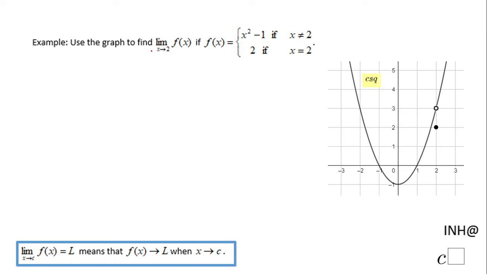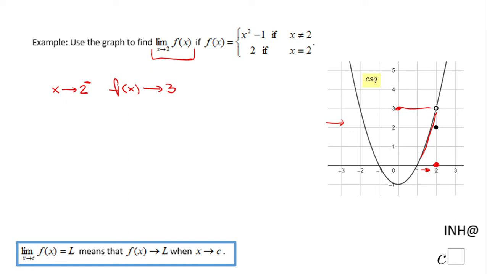In this example, we need to find the limit when x approaches 2 of f of x, and f of x is this piecewise function. You see here, we already have the graph, so we are going to use this graph to find this limit. For that reason, I'm going to look at what happens when x is getting closer to 2, from the left side, from this side. So that's the reason I'm going to put here 2 minus, a number less than 2. And if you notice, the function is getting closer and closer to this value, which is nothing else than 3. f of x is going to get closer and closer to 3.